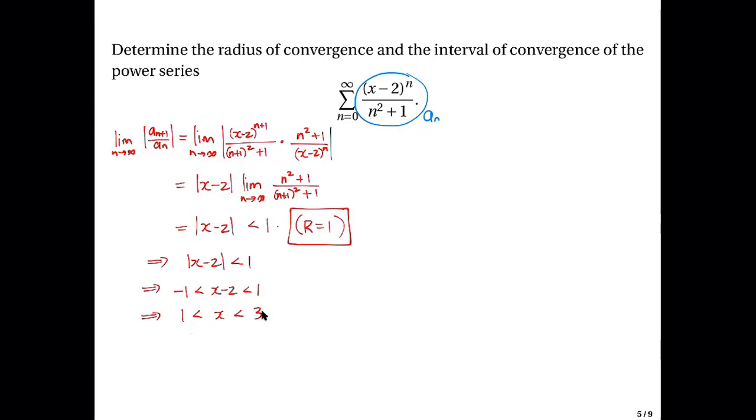So, we have the interval. Definitely, this series will be convergent in this interval. But we need to check the endpoints. Okay? We need to check the endpoints. So, in here, when x equals 1, we have the series (-1)^n over n squared plus 1, n from 0 to plus infinity.